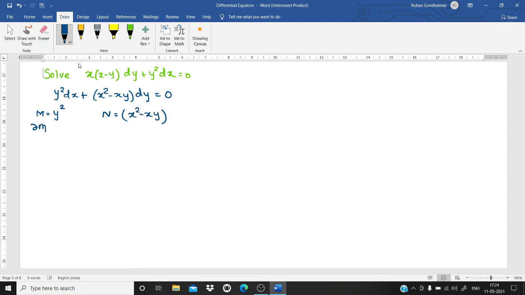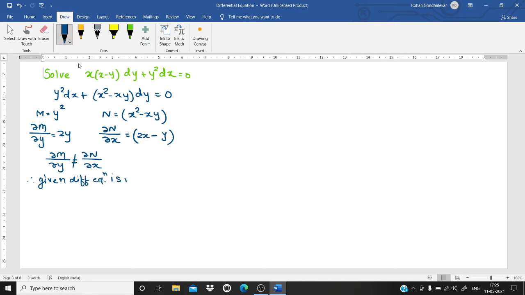So what is dabba M by dabba y? Dabba M by dabba y is equal to 2y, and dabba N by dabba x is equal to, in the first term derivative of x square will be 2x, in the second term derivative of x will be 1, so we get 1 into y. So here dabba M by dabba y is not equal to dabba N by dabba x. Therefore, the given differential equation is not exact.